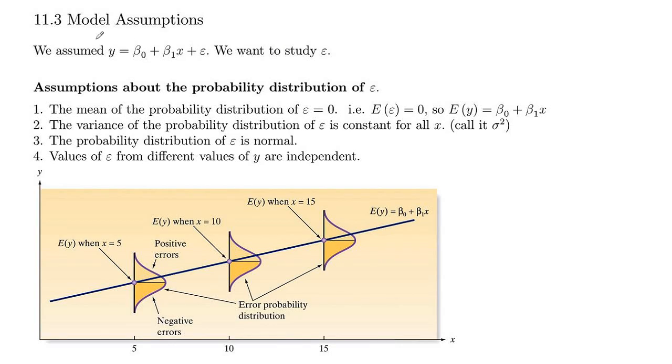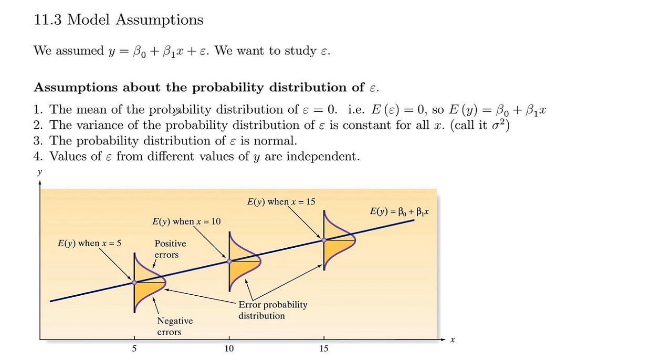So here in section 11.3, we're going to talk about our model assumptions. We assumed that our linear regression model was of the form beta 0 plus beta 1x plus epsilon, where epsilon was a random error. Now we want to study that epsilon. That random error is actually going to have a probability distribution, and we've got some assumptions that we're going to make about that probability distribution for epsilon.